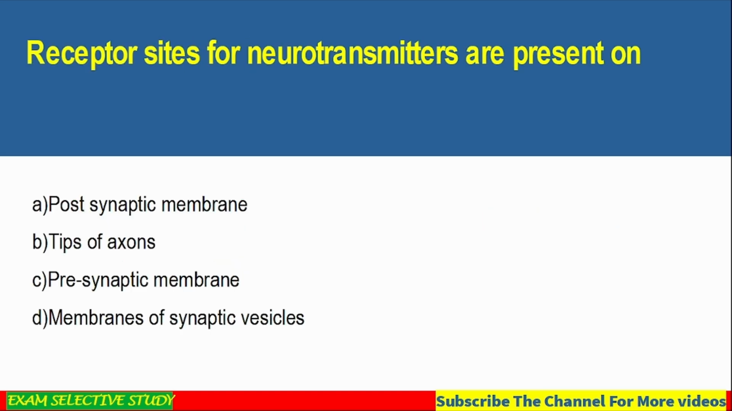Next question, receptor sites for neurotransmitters are present on. Options: postsynaptic membrane, tips of axons, presynaptic membrane, membranes of synaptic vesicles.